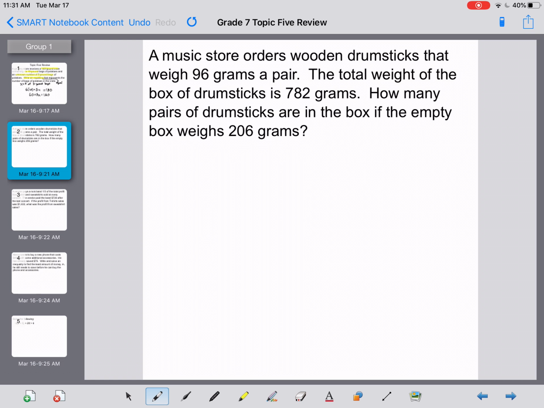The second question. A music store orders wooden drumsticks that weigh 96 grams a pair. The total weight of the box of drumsticks is 782 grams. How many pairs of drumsticks are in the box if the empty box weighs 206 grams? Take a second to copy down the question.